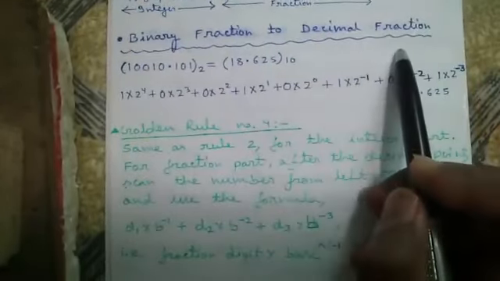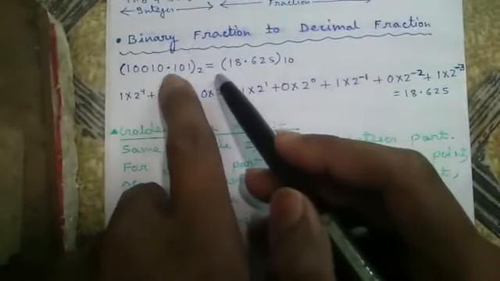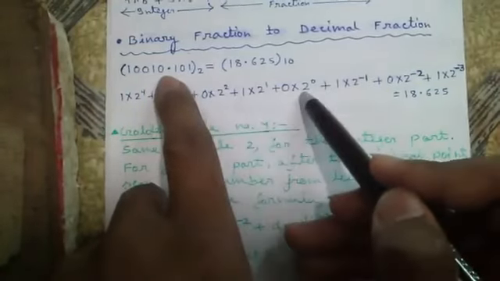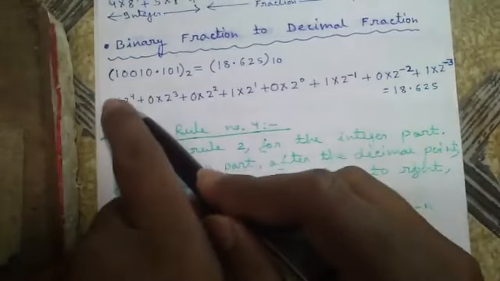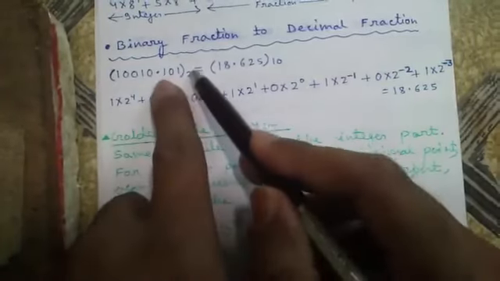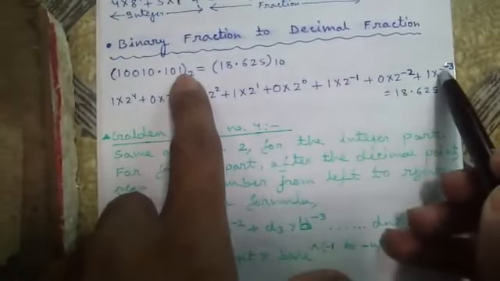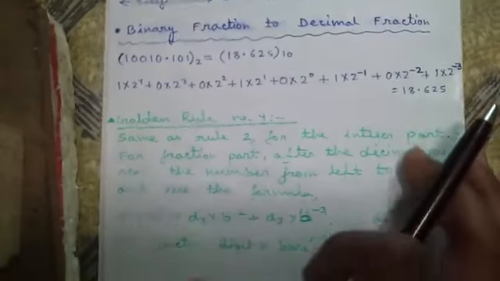Binary fraction to decimal fraction. Same process for integer, from right to left. 0 into 2 to the power 0, 1 into 2 to the power 1, 0 into 2 to the power 2, 0 into 2 to the power 3, and 1 into 2 to the power 4. And for fraction, 1 into 2 to the power minus 1, 0 into 2 to the power minus 2, 1 into 2 to the power minus 3. It becomes 18.625 in decimal.